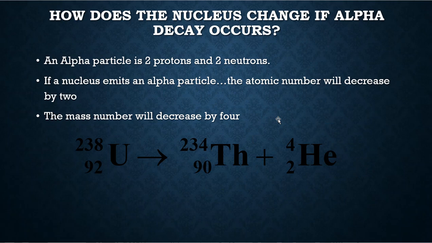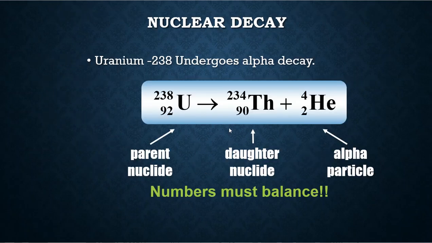Okay. So one thing to understand: if the nucleus releases an alpha particle, your mass number is going to decrease by 4, and your atomic number is going to decrease by 2, because you're losing 2 protons. But you're also losing 2 neutrons. That's a total of 4 AMUs you're losing, so your mass is going to go down by 4. So if uranium-238 undergoes alpha decay, my mass goes down by 4, and that's what happened: 238 to 234. And my atomic number goes down by 2, 92 to 90. Okay?